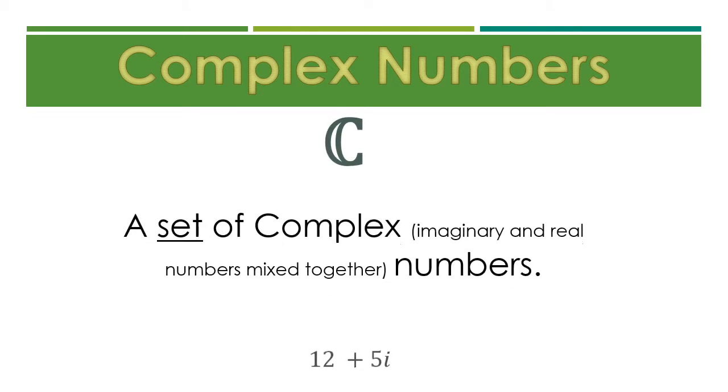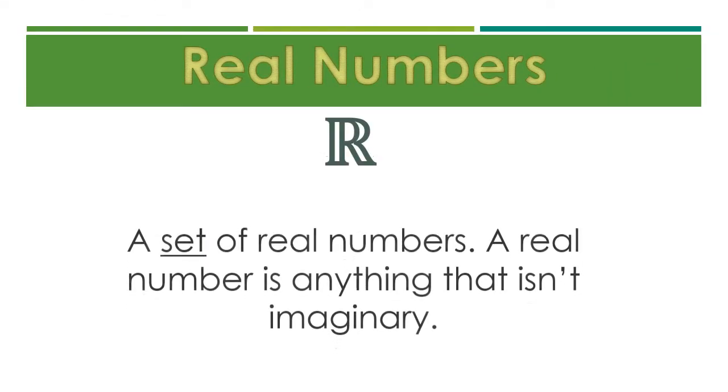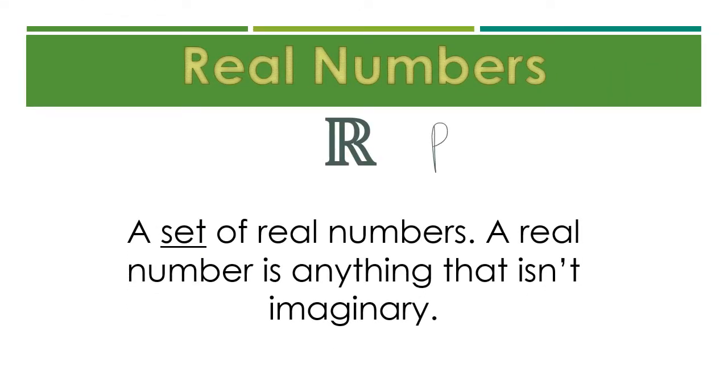A complex number is simply when we mix imaginary numbers and real numbers together. So we have this real number 12, and then we have this imaginary number 5i, and somehow we're supposed to add them together. A set of real numbers, and I hate for this to sound so sarcastic, but a real number is anything that is not imaginary.